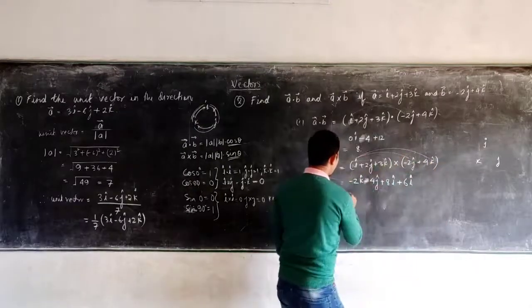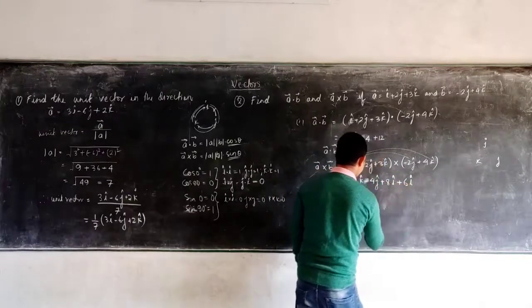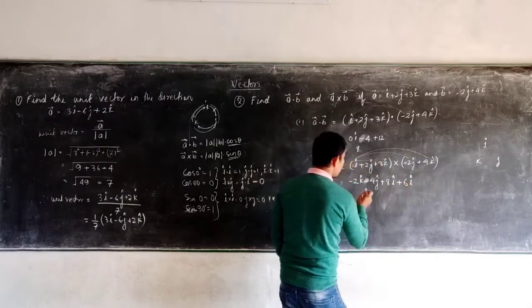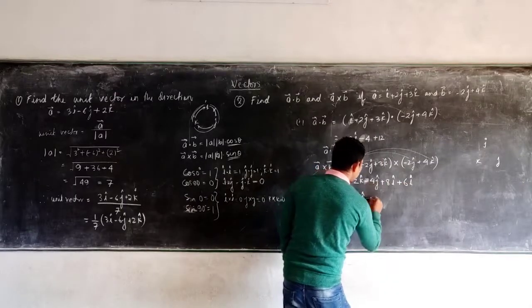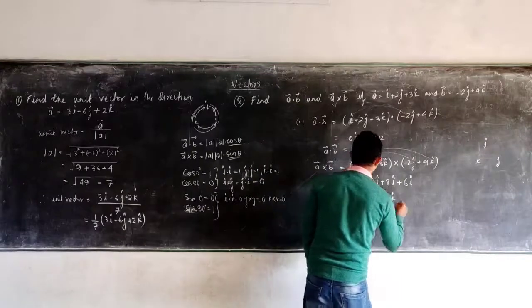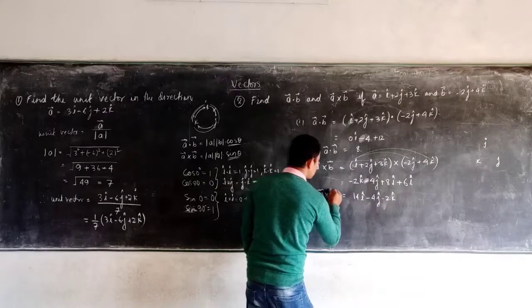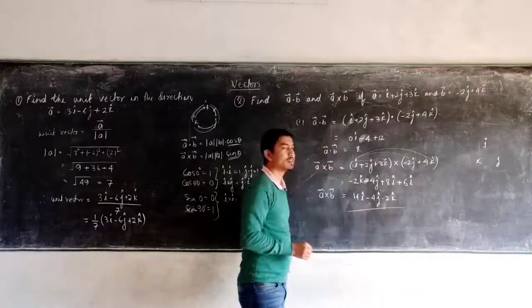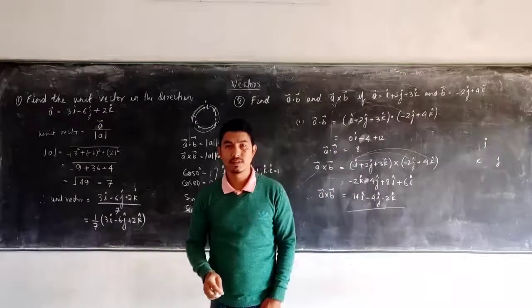Okay, so finally, adding the like terms, I'll get, so you'll write I in the beginning. 8 plus 6 gives me 14. So it is 14 I cap minus 4 j cap minus 2 k cap. Okay, so therefore, A cross B is equal to this much. So that is how we find the cross product and the dot product of two vectors.